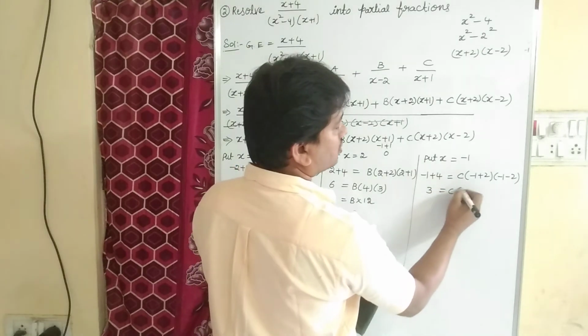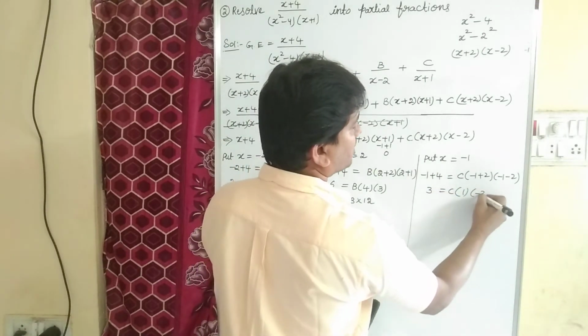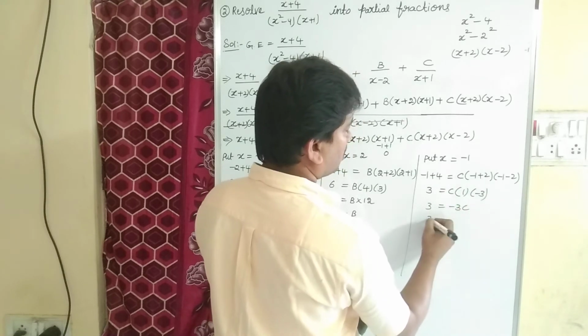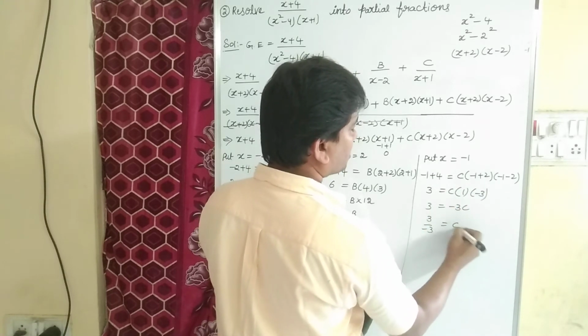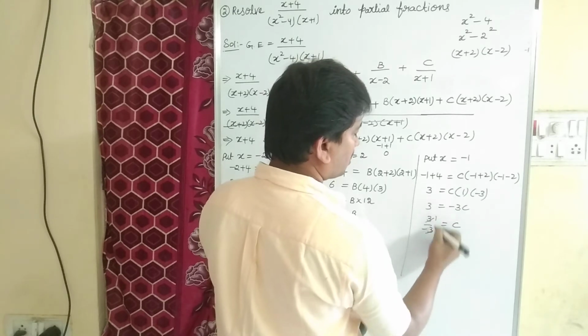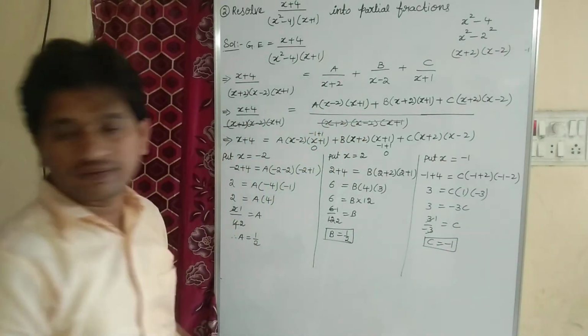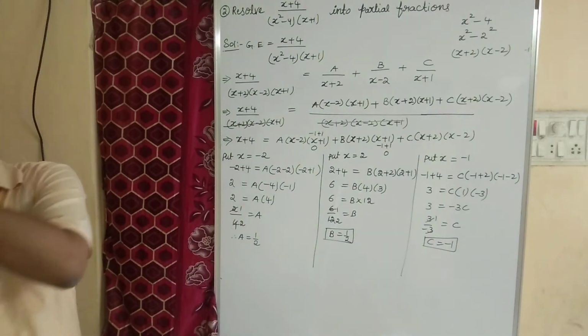3 equal to c into 1 into -3. So 3 equal to minus 3c. If you transpose 3, 3 by -3 equal to c. 3 1s are 3. So what is the value of c? The value of c is -1. Yes, we got the values of a, b, c.